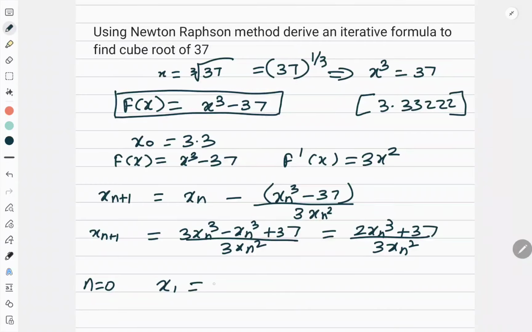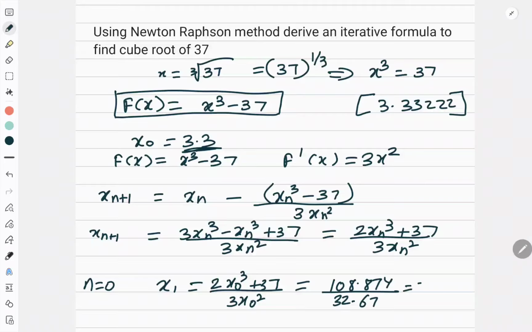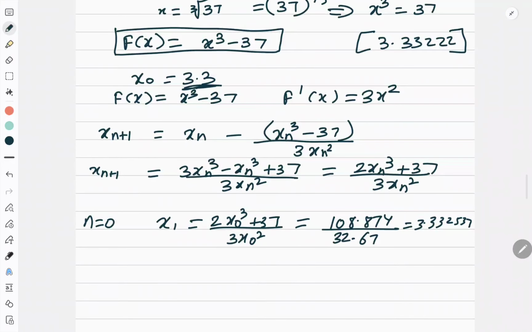So x1 is equal to (2x0 cube plus 37) upon 3x0 square. In place of x0, you put 3.3. You will get 108.874 upon 32.67, which is 3.332537. Okay, put n is equal to 1. See, I did like this. In calculator, you can solve completely by using that x by y format.